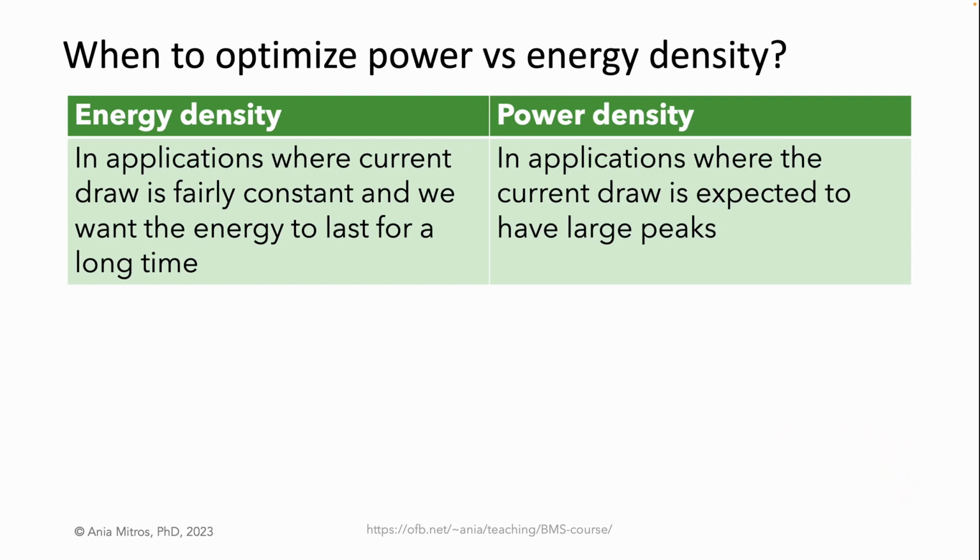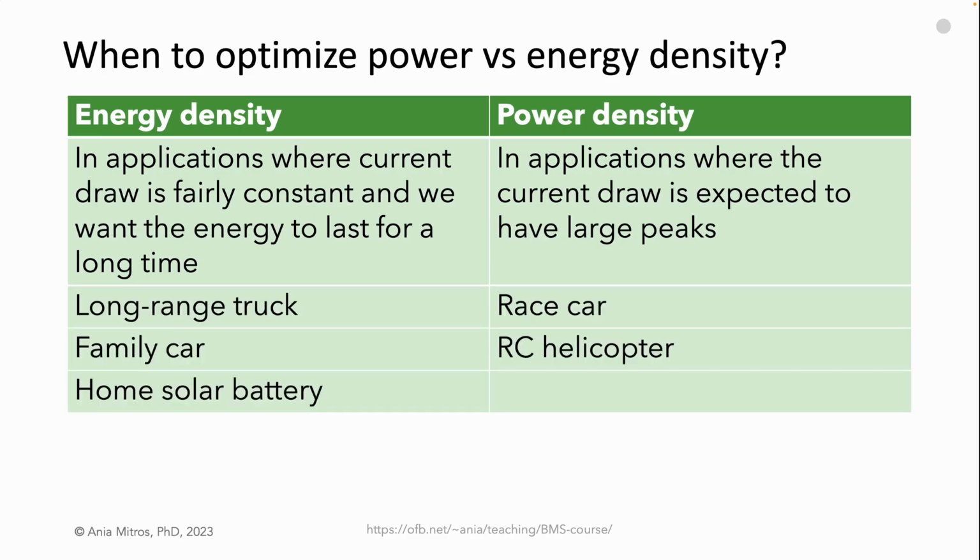We optimize for energy density in applications where current draw is fairly constant and we want the application to operate for a long time. Power density should be prioritized in applications where the current draw is expected to have large peaks. For example, energy density is important for long-range trucks because the current draw is fairly constant and they need to go for a long time.